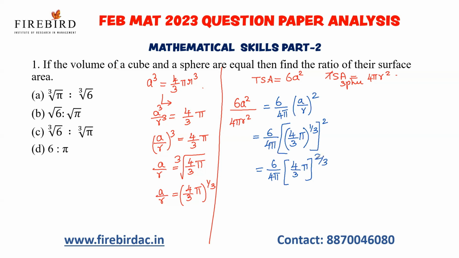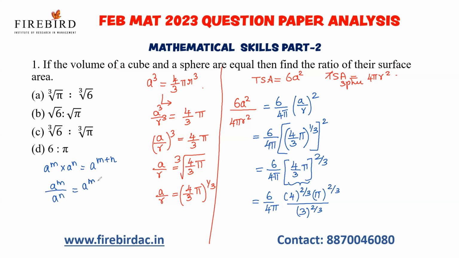Now you have to know some basic concepts. You should know basic concepts on exponents to solve this. So I'm going to split and write this. Let us write the 6/4 pi as it is, and split this: 4 to the power 2/3 and pi to the power 2/3, divided by 3 to the power 2/3, right? Now you should know the basic concepts like a power m into a power n is equal to a to the power m plus n, and a power m divided by a power n is equal to a to the power m minus n.